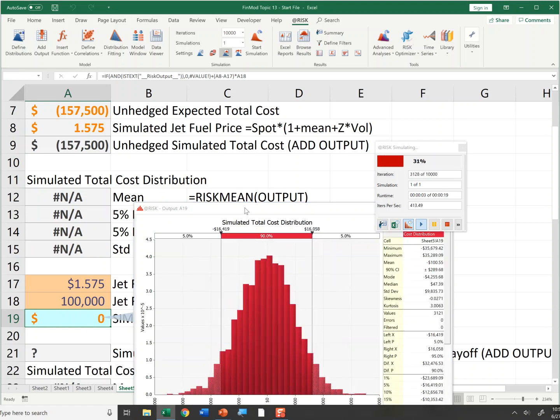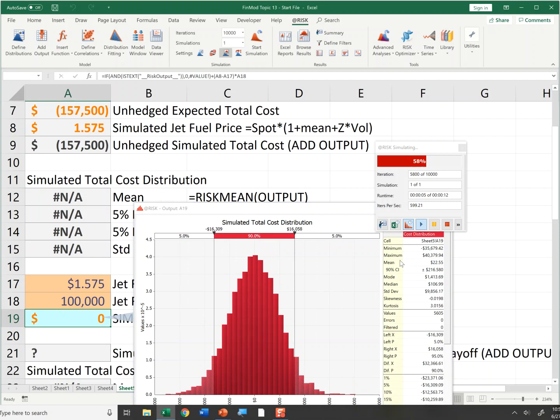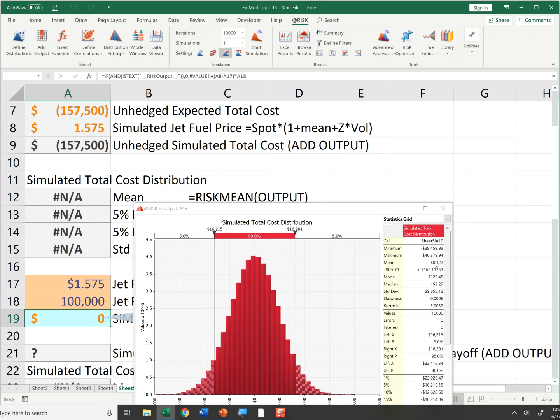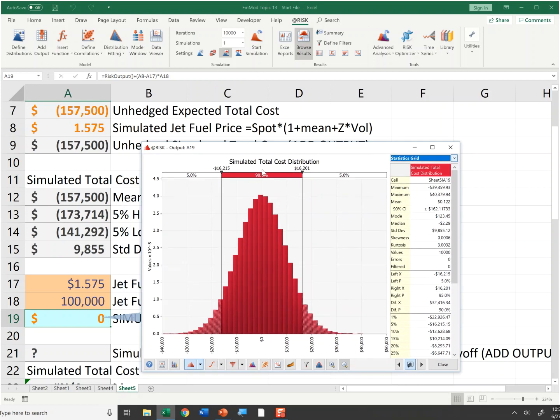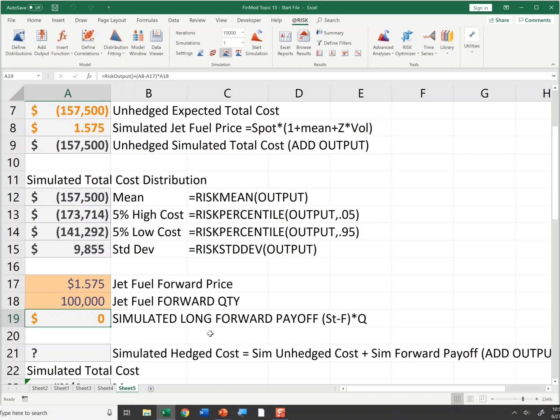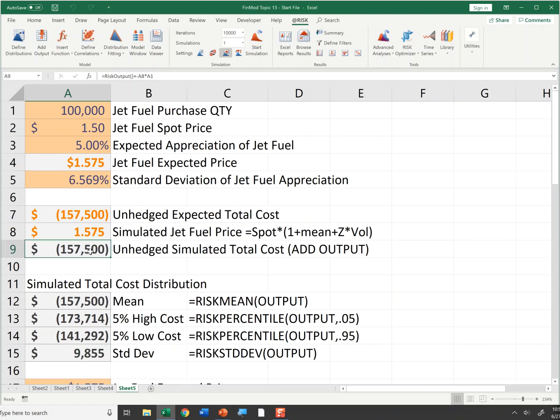And what you see is that the forward contract has an expected or mean value of close to 0. It's like 12 cents. And it looks like the 90% confidence interval is you make or lose $16 based on the volatility. So this is a risky contract. And their underlying exposure was also risky, right? We looked at this already. I'll do browse results.